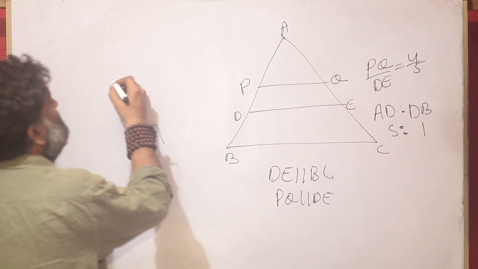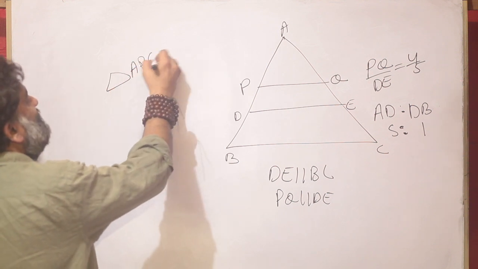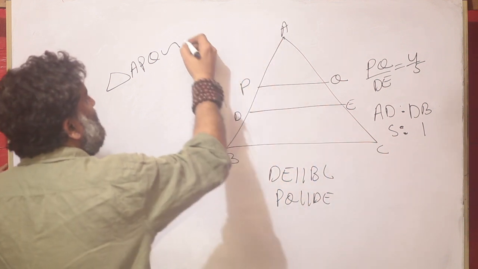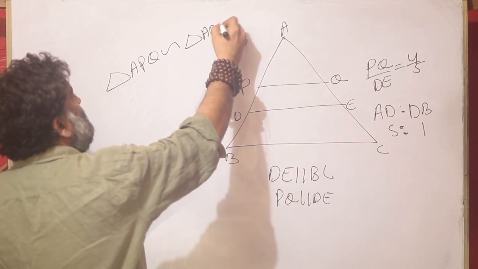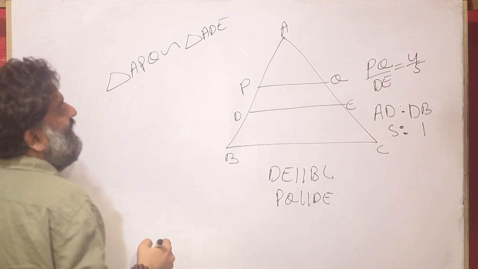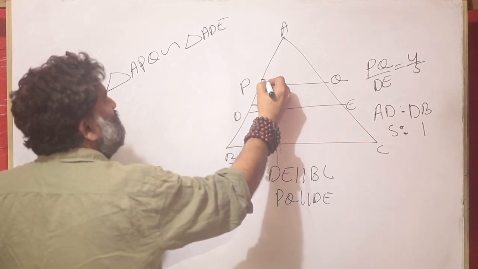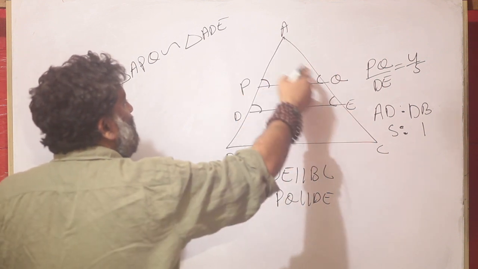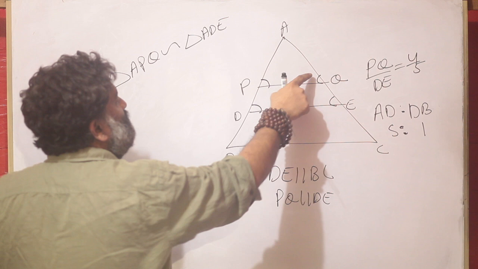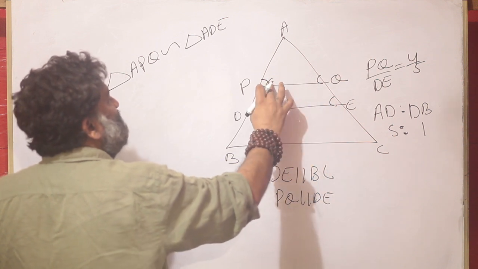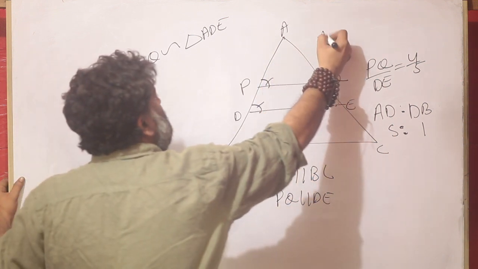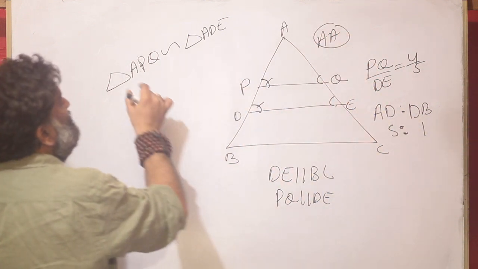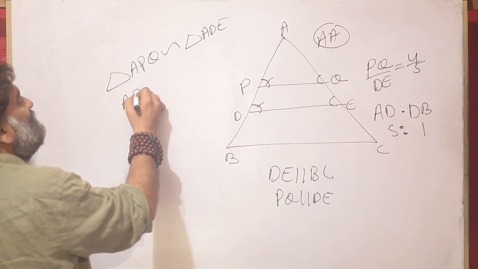What that tells me is that triangle APQ is similar to triangle ADE. Why is that? Because this angle is going to be equal to this angle, and this angle is going to be equal to this angle. So if I think of the small triangle and the big triangle, I have two angles equal to each other. This is one pair and this is another pair. Having two angles equal to each other is enough to say these are similar. That means the ratio of sides will kick in.